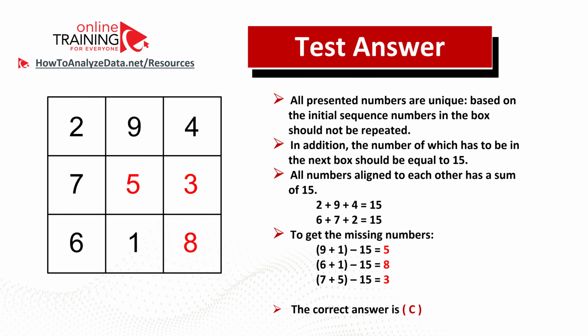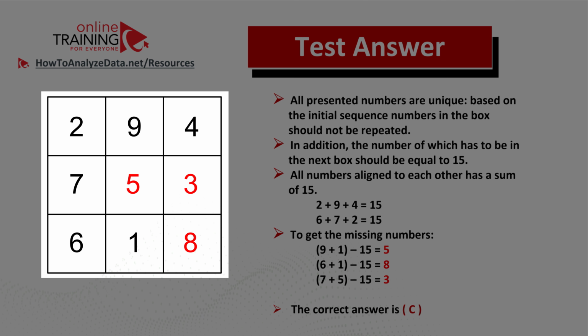There are a couple things going on with this square. First of all, presented numbers are unique. You can just determine the missing numbers by finding the numbers that are not presented yet on the square.